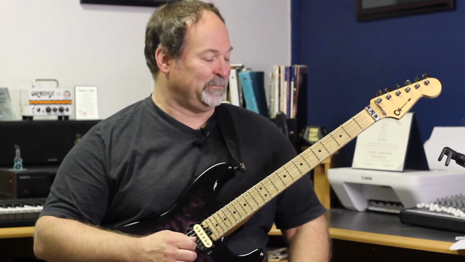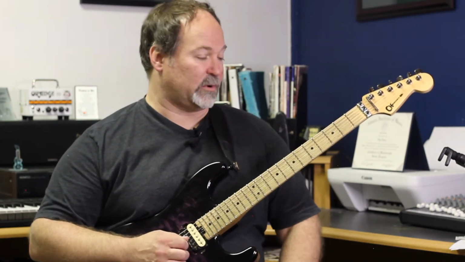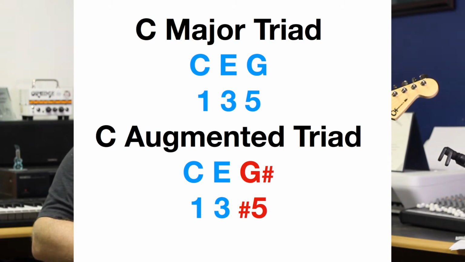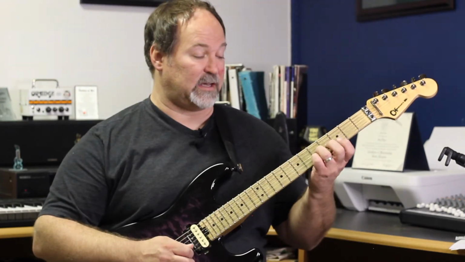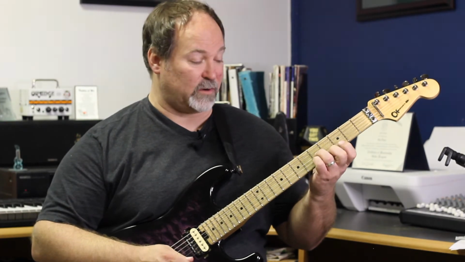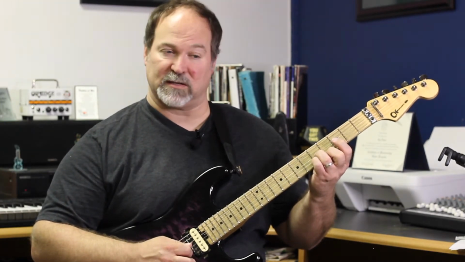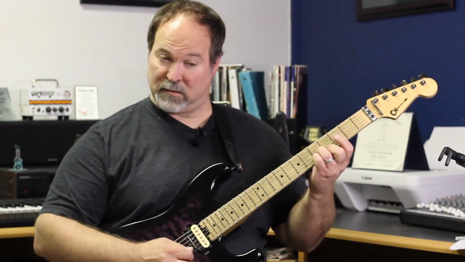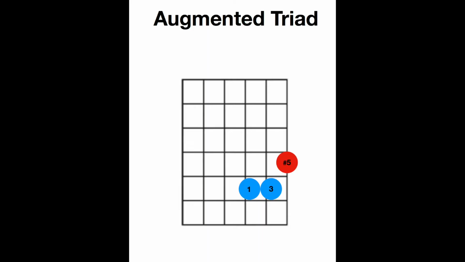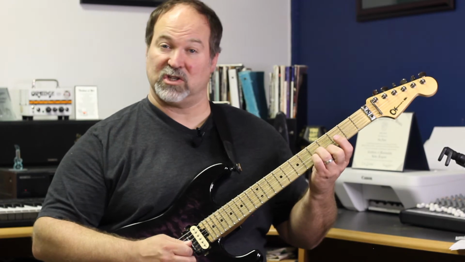Then we have one more triad that we're going to deal with, and that's the augmented triad. Your augmented triad has a 1, 3 like the major triad, but the 5 is sharp. So we got 1, 3, sharp 5. So we have C, E, and we're going to take the G, the 5, and we're going to raise it up 1 fret to G sharp, and we get this. C, E, and G sharp.